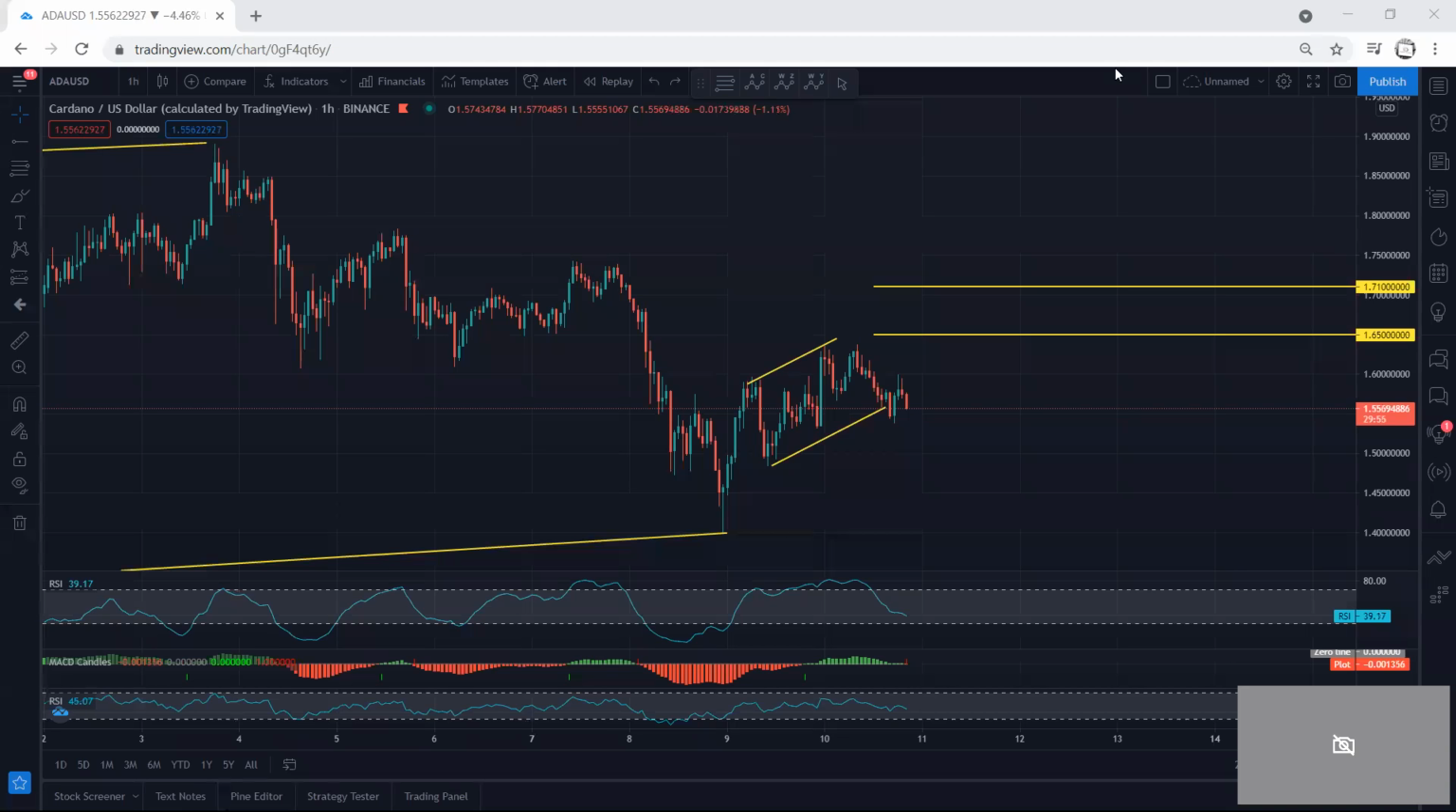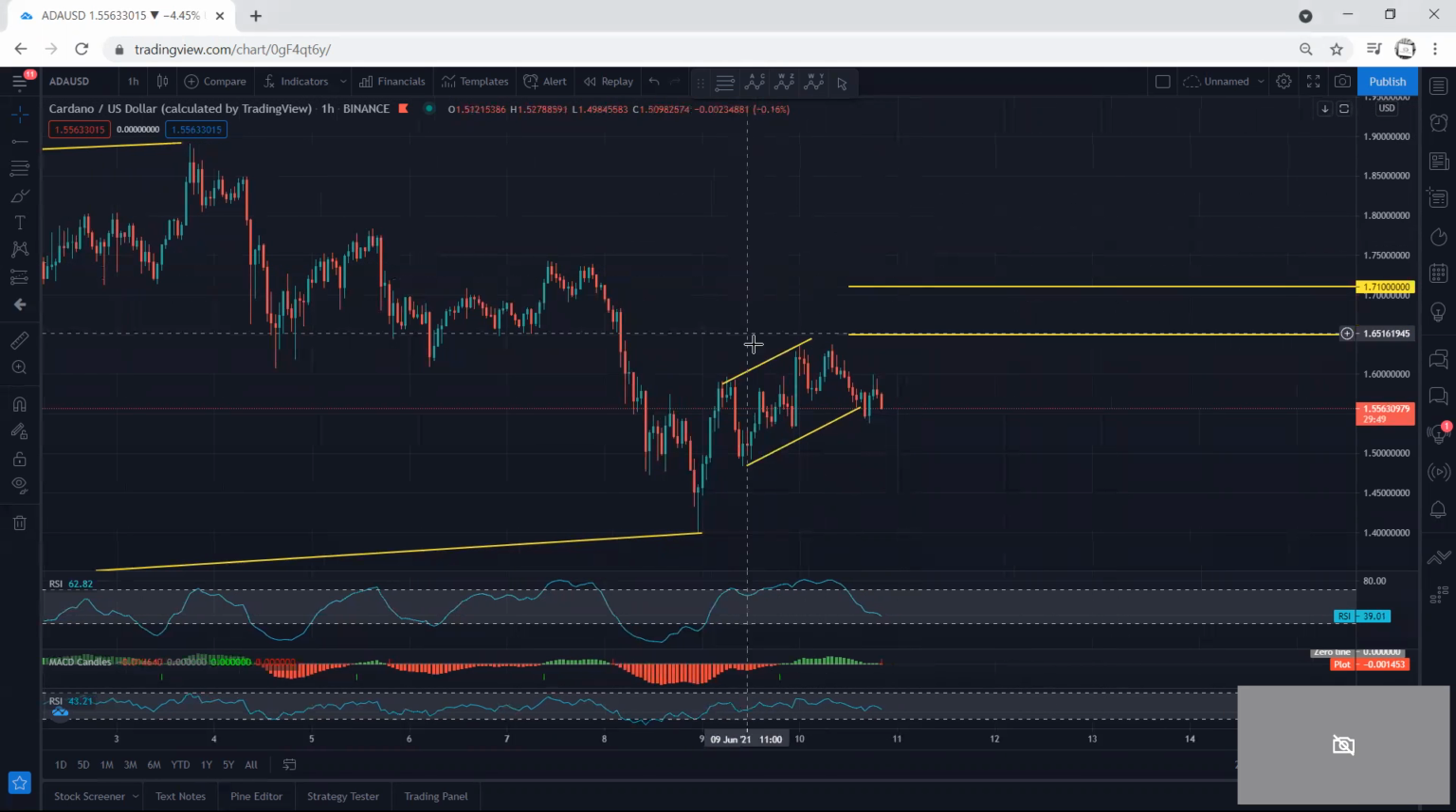ADA, we start with the 1 hour chart. I just want to give a quick update. If we refer to our analysis in my last video, we mentioned how we can look for a chart. We mentioned we're looking at this flat, and right now we adjust this one.